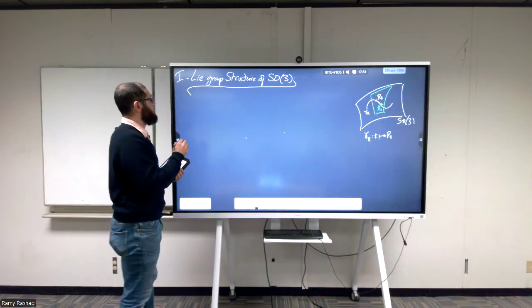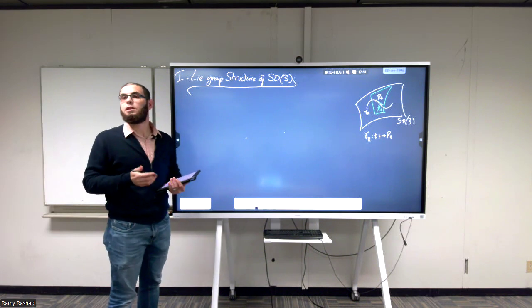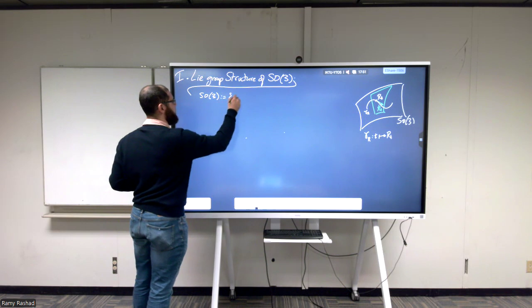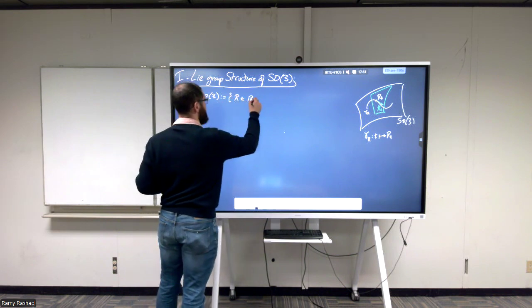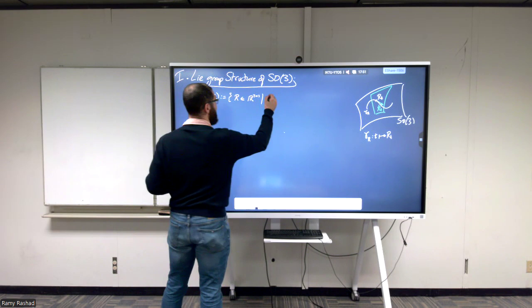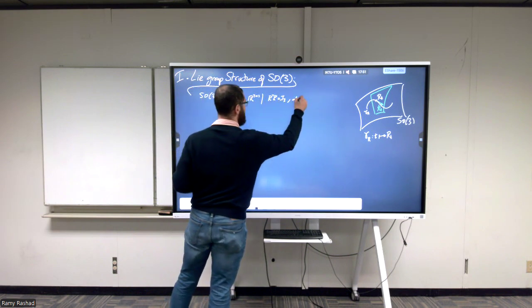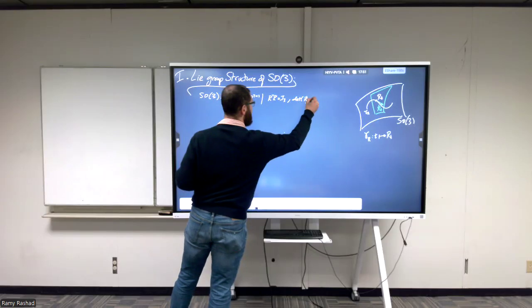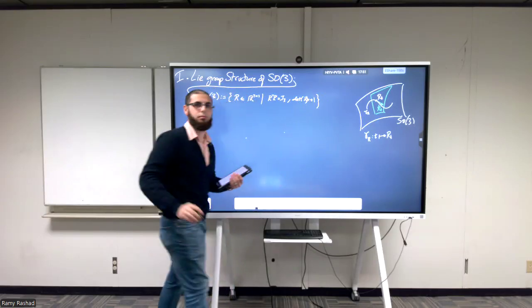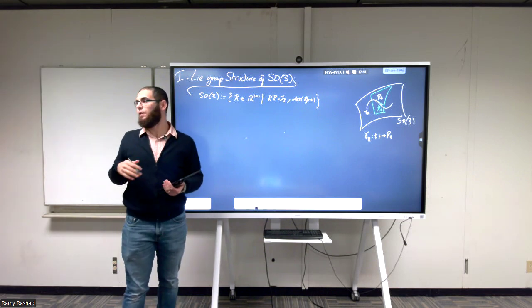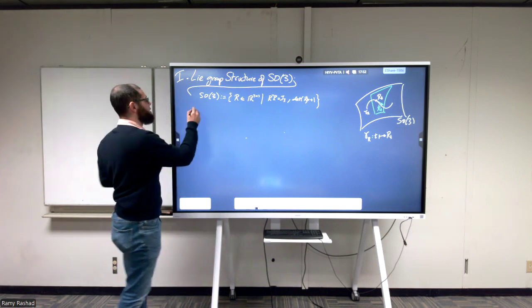Okay, we know what SO3 means. Any element of SO3 is one of the 3x3 matrices such that R transpose R is equal to the identity in 3 dimensions, and the determinant of R is equal to +1. All agree? Then how would we define the tangent space of SO3?